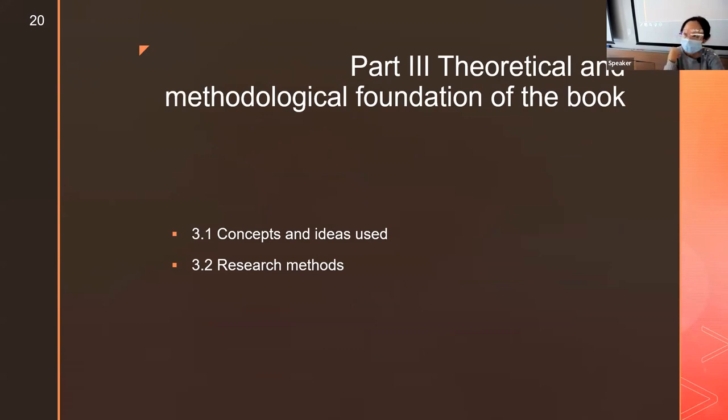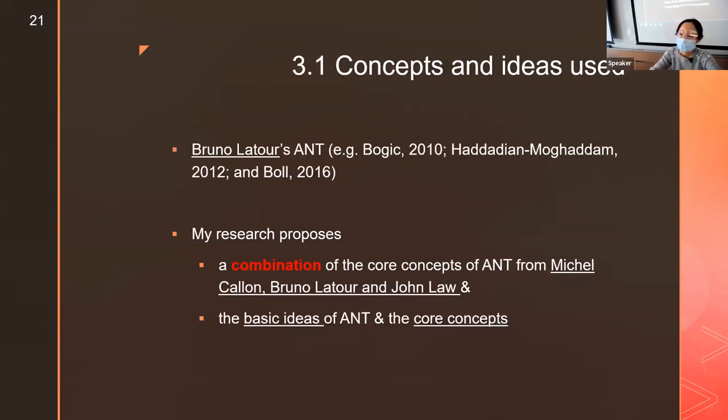And so in this third part, I will introduce to you the theoretical and methodological foundation of the book, the concepts and ideas used in my book. The previous studies on translation that adopt an ANT perspective are based mainly on Bruno Latour's actor-network theory, either alone or together with other theories, for example Bojik's research, Haddadi and Mossop's research, and Bow's research. My research combines the core concepts of ANT from Michel Callon, Bruno Latour, and John Law.